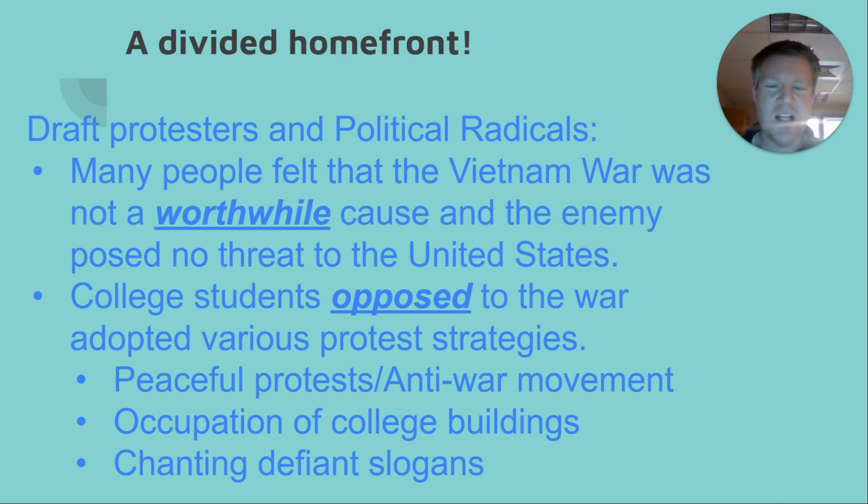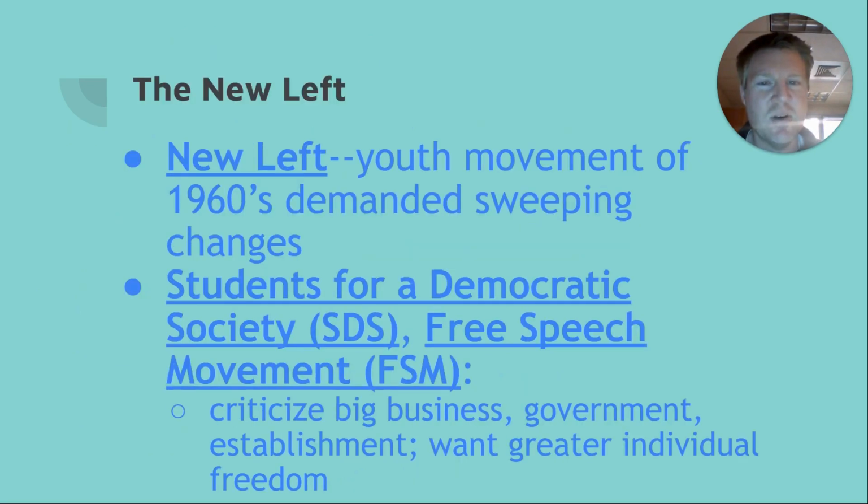There's occupation of college buildings, chanting defiant slogans, kids tearing their draft cards up and boycotting going to the war. And we really start to see the emergence of the New Left at this point in the 1960s. Students for a Democratic Society is formed, the Free Speech Movement is formed, and they really begin to criticize big business, the government establishment, the war effort, and just all around a distrust of authority occurs during this time among the young students and the young Americans.